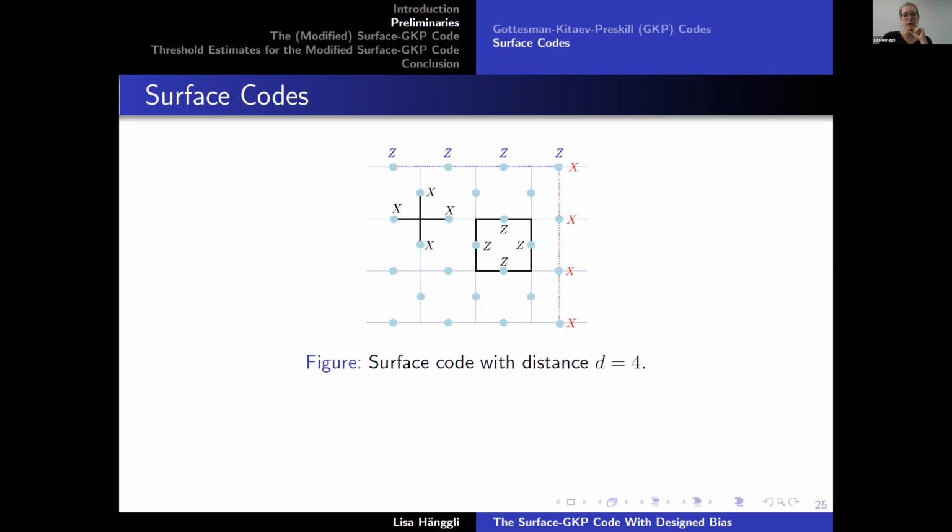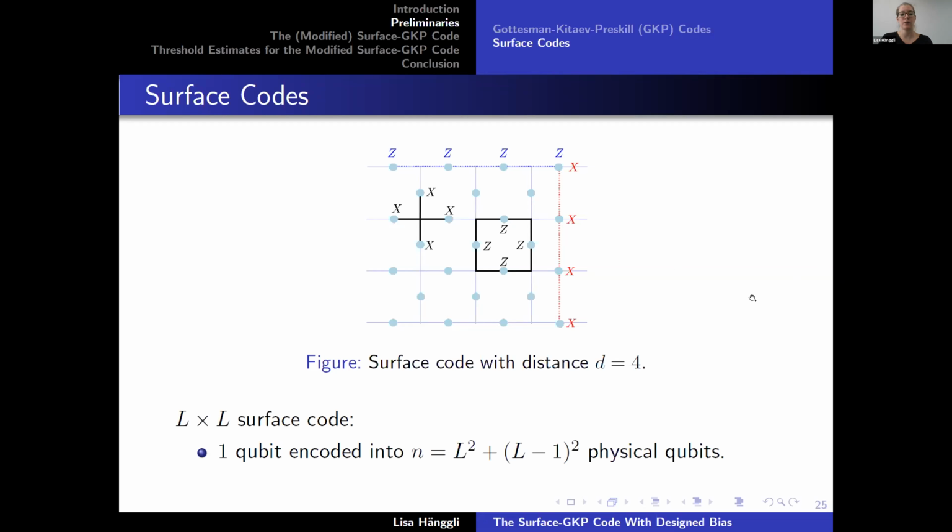And now the logical operators, the logical Pauli X and Pauli Z operators, are the strings of corresponding operators acting along the right and the top boundary respectively. So for an L times L surface code, we have one qubit encoded into n equals L squared plus (L minus 1) squared physical qubits. And since the logical operators have minimum weight, the code distance is equal to their weight, which is just L.